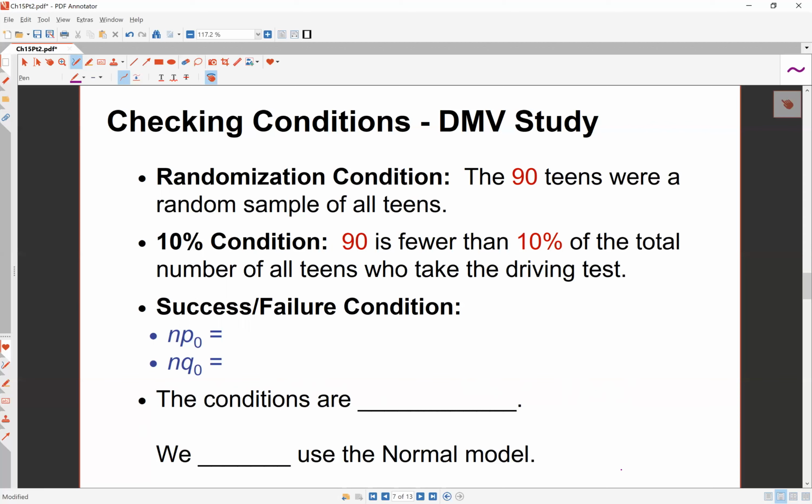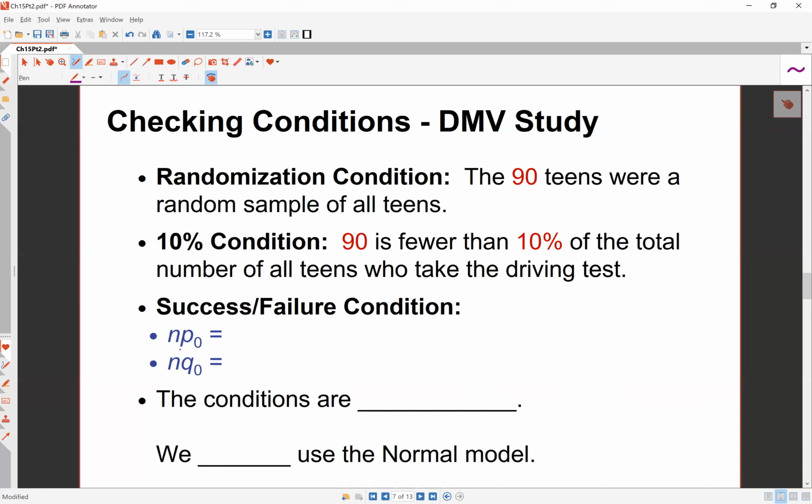Next, we have the 10% condition. Remember, our sample size cannot exceed 10% of the population. Now, how many teens take a driving test in the US every year? Hundreds of thousands. And so 90 people in the sample is definitely well below the 10% threshold of the entire population. Then we have the success-failure conditions.